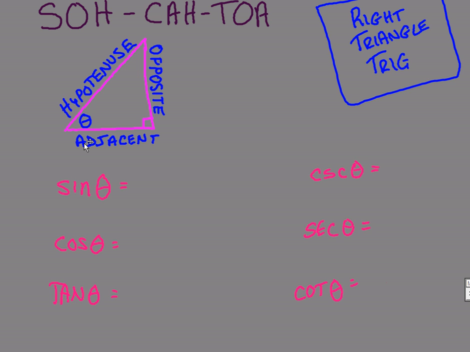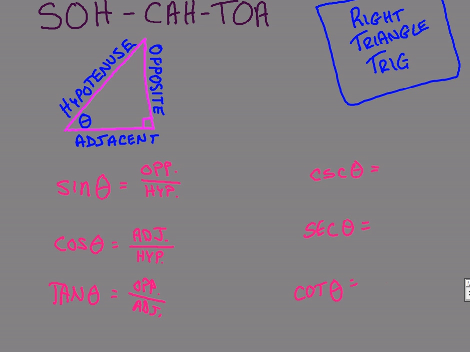We're going to use SOHCAHTOA to remember what sine, cosine, and tangent mean. Sine, SOH, means opposite over hypotenuse. Cosine, CAH, is adjacent over hypotenuse. And tangent, TOA, is opposite over adjacent.